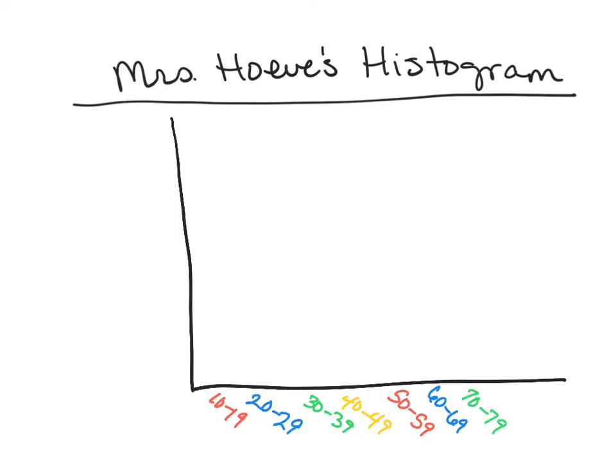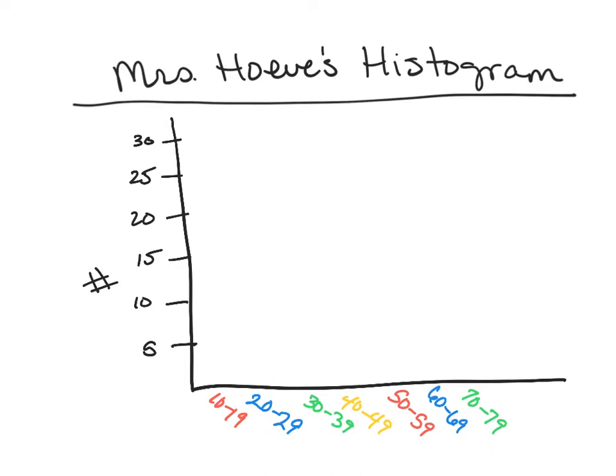Over on the other side is where I'm going to do the numbers. And the highest number I have is 25. So I'm going to count by fives. I'm going to go 5, 10, 15, 20, 25. I'll go up one more just so that we have it. And I'm going to do my best to kind of guess here.